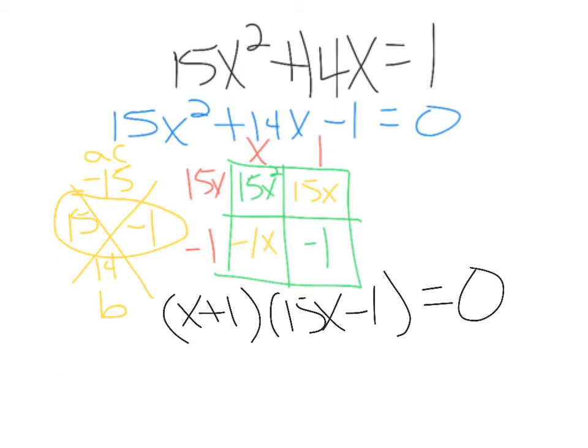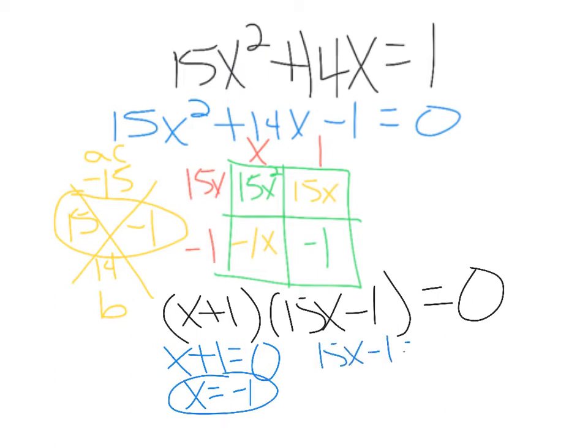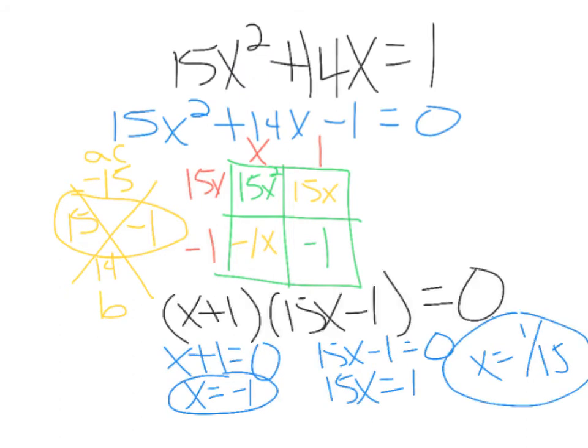To finish solving this equation using the zero product property, I'm going to set each factor equal to 0 and solve. So if I have x plus 1 equal to 0, x is equal to negative 1. If 15x minus 1 is equal to 0, that means 15x equals 1, and x equals 1 over 15. So my two solutions to this equation are negative 1 and 1/15. Please take a moment to pause this video and finish recording this example in your notes.